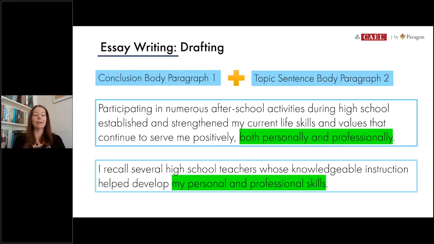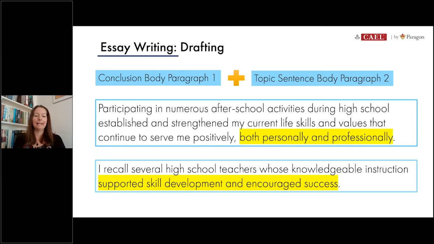I'm going to leave the top paragraph alone. And in the bottom paragraph, I'll reword it like this. So now I'll mention that the knowledgeable instruction supported skill development and encouraged success. So I feel that that gets across the idea of skills being developed personally and professionally. So I like that better. I'll leave that alone now.